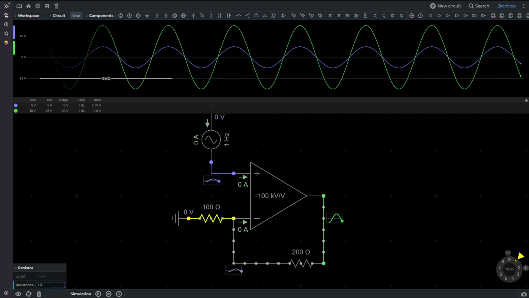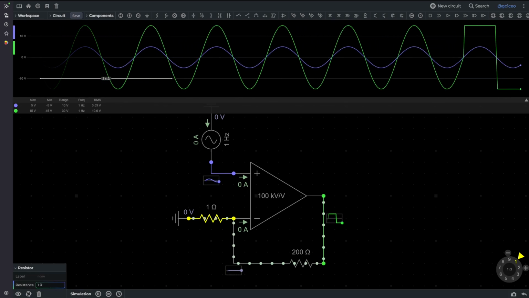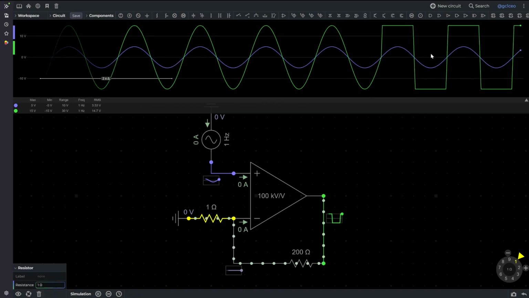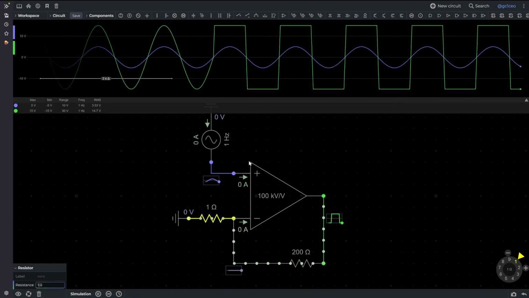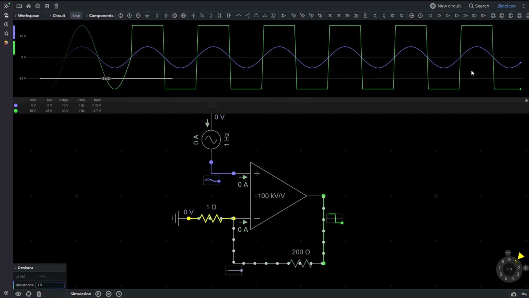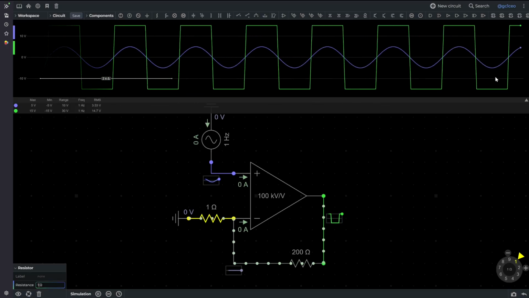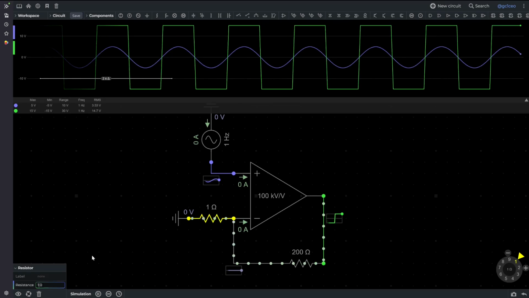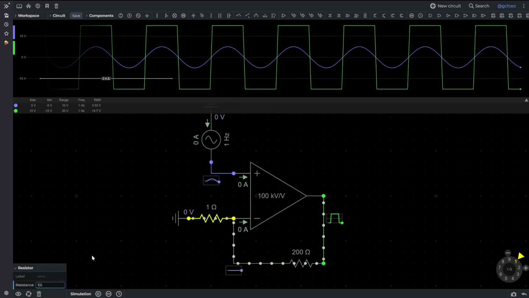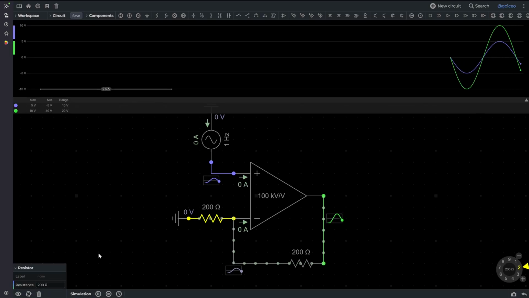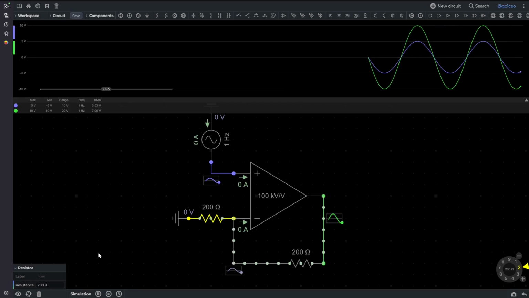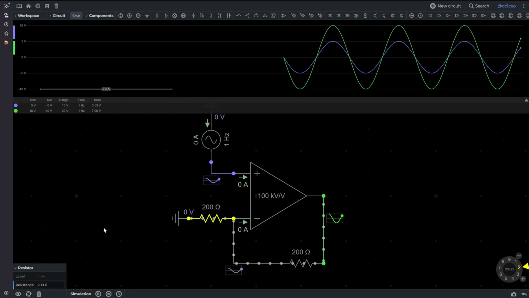Let's put the other resistor to 1. Oh, there we go. You'll notice square pulses here, which are affected by the input. It goes up, it rises, it goes down, it falls. This is going to be a very useful concept in later videos. All right, let's put both to 200. What happens? Okay, we've got a gain factor of 2 in this case.